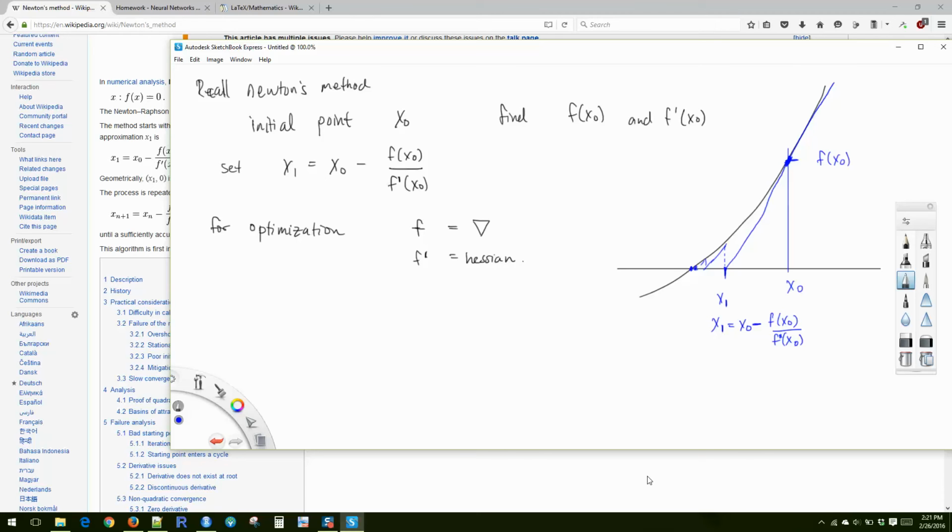If I guess in matrix notation, we would say x at time t plus 1 will be x at time t minus, and you can think of this as the f prime of x at time t inverse, so this effectively puts the gradient in the denominator, multiplied by f of x at time t.